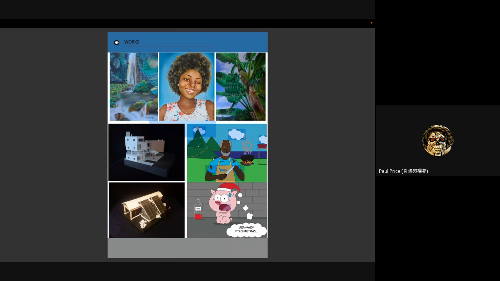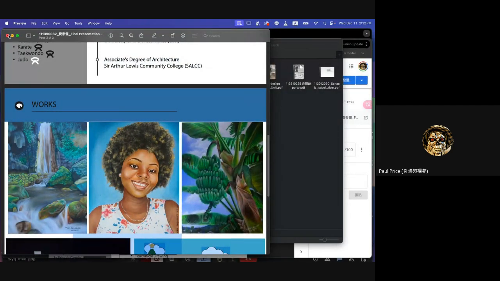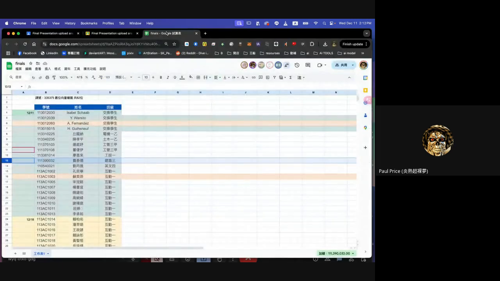Okay, I like this drawing over here. For Americans, it's mostly turkey for Thanksgiving. Yeah, they get slaughtered. In the Caribbean, it's pigs. Yeah. Okay. So thank you for your work. No problem.